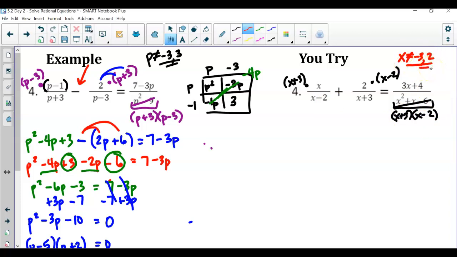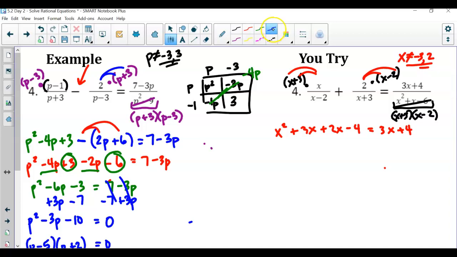That's your extraneous solutions here. So now I'm going to go ahead and continue. You should have distributed x here. So x times x is x squared. X times 3, 3x. Now we are just adding, so I'm going to distribute this value here. 2 times x, 2x, 2 times negative 2, negative 4. That is equal to 3x plus 4.